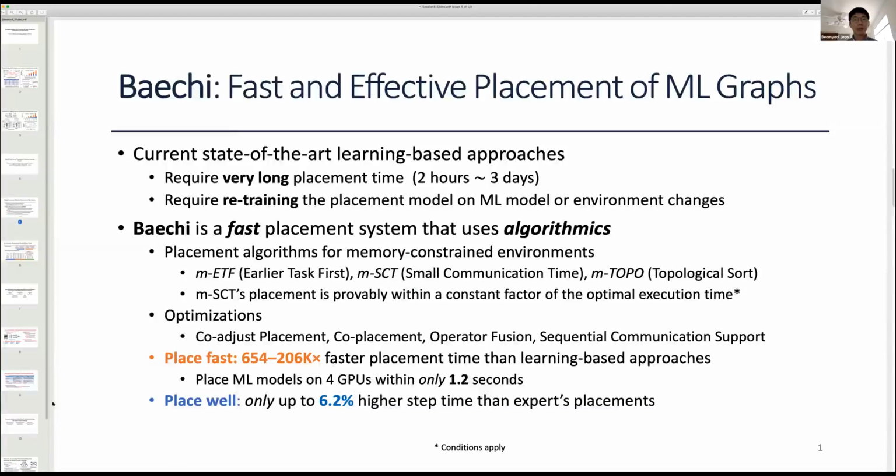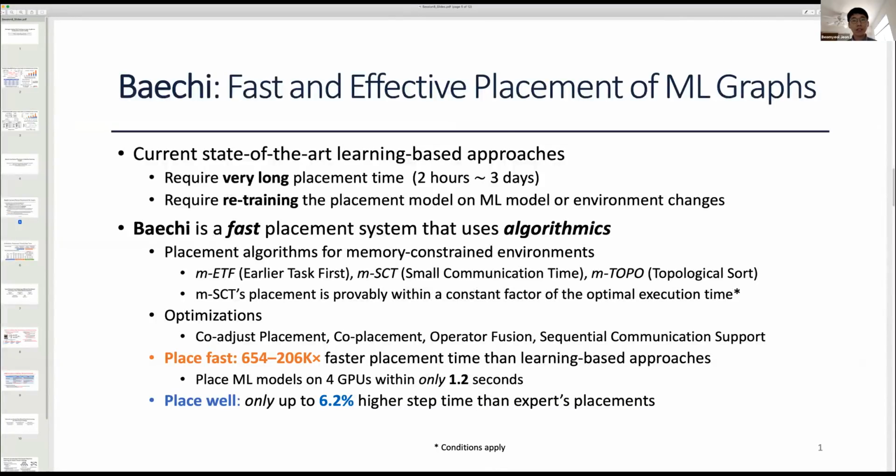I'm going to briefly talk about our batch system for fast and effective placement of machine learning graphs. As machine learning models are getting bigger, ML models cannot fit on a single GPU's memory. To address this issue, an ML graph is split into multiple subgraphs, and those subgraphs are placed on multiple GPUs.